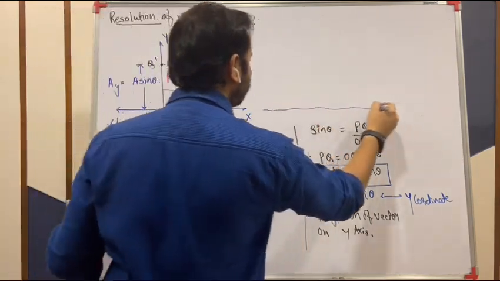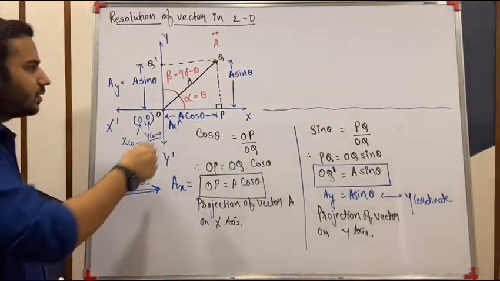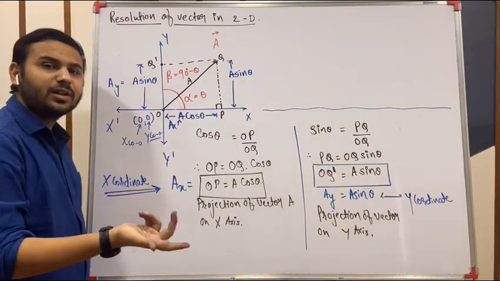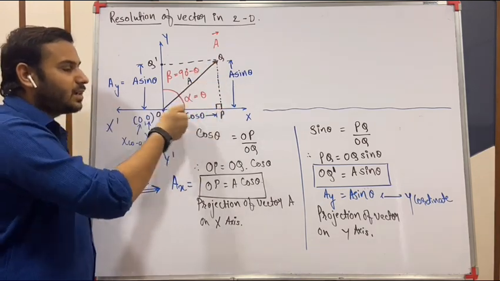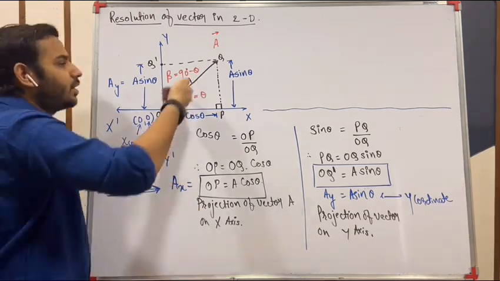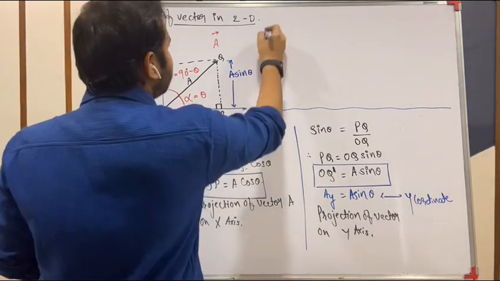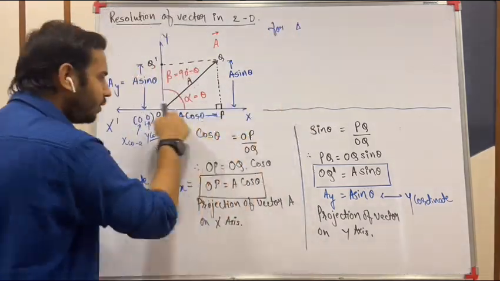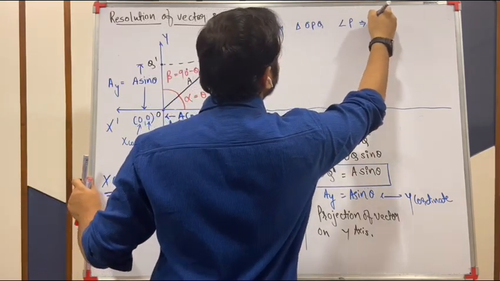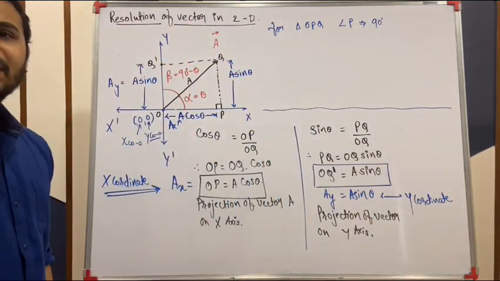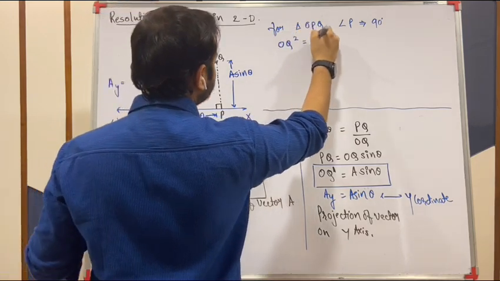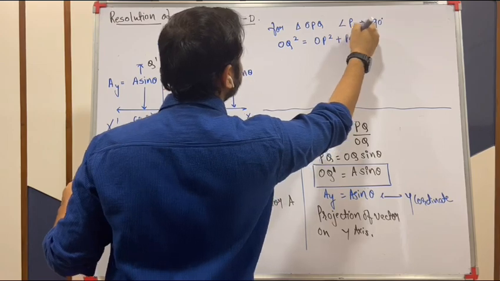Now for this triangle OPQ, you can say this is a 90-degree angle. According to Pythagoras law, the sides which contain the right angle, the sum of their squares is equal to the square of the hypotenuse. For triangle OPQ, measure of angle P is 90 degrees. I can write OQ square is equal to OP square plus PQ square.